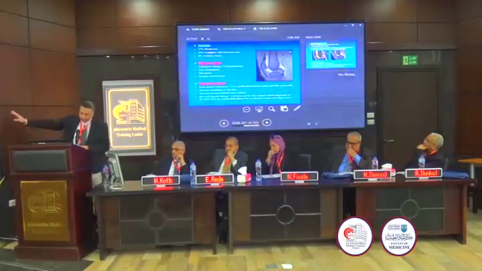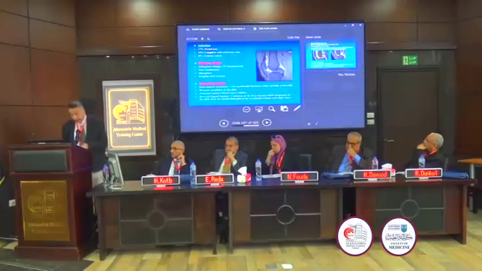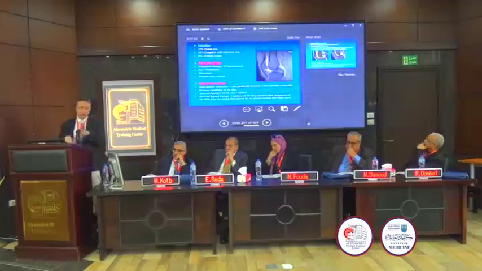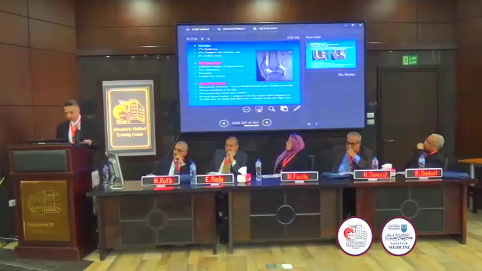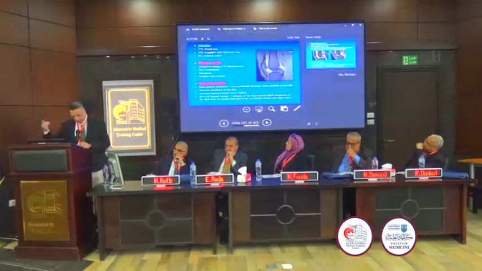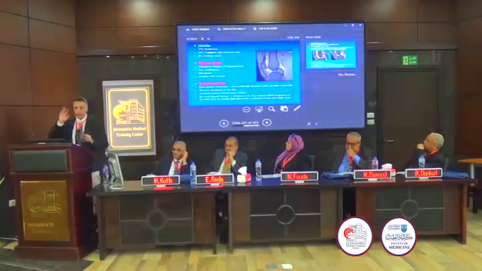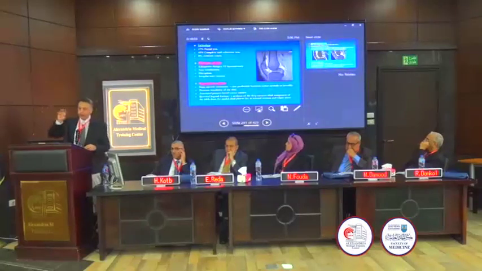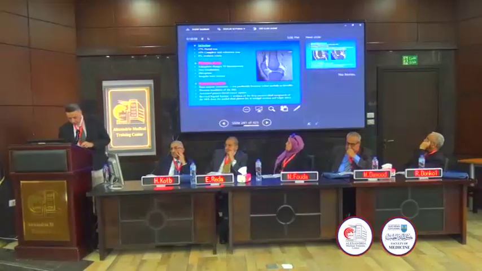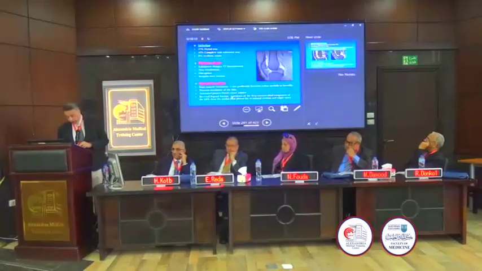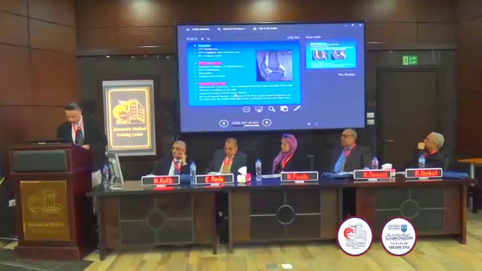The primary signs are the same as ACL. The secondary signs, here, bone contusions do not have typical locations. They can occur elsewhere. On the contrary, with ACL, we said that it typically occurs at the lateral femoral condyle and the lateral tibial condyle. A common association with PCL is posterolateral corner injury. We will discuss it later. And it may be associated with reverse Segond fracture. I will tell you about this.